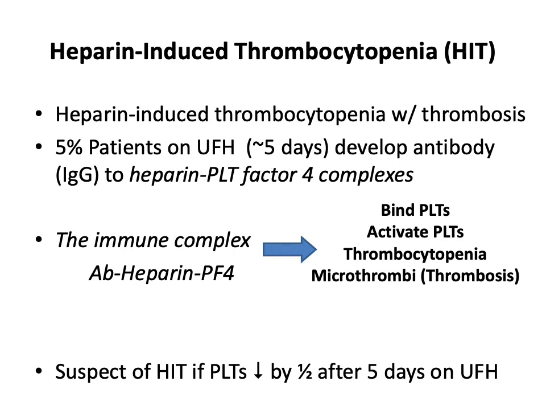A certain percentage of patients on heparin, up to 5%, develop an IgG antibody to the heparin PF4 complex. Somewhere between 30 to 50% of the antibody heparin platelet factor 4 complexes will bind platelets and activate them. The end result is thrombocytopenia and at the same time generalized microthrombi in circulation.